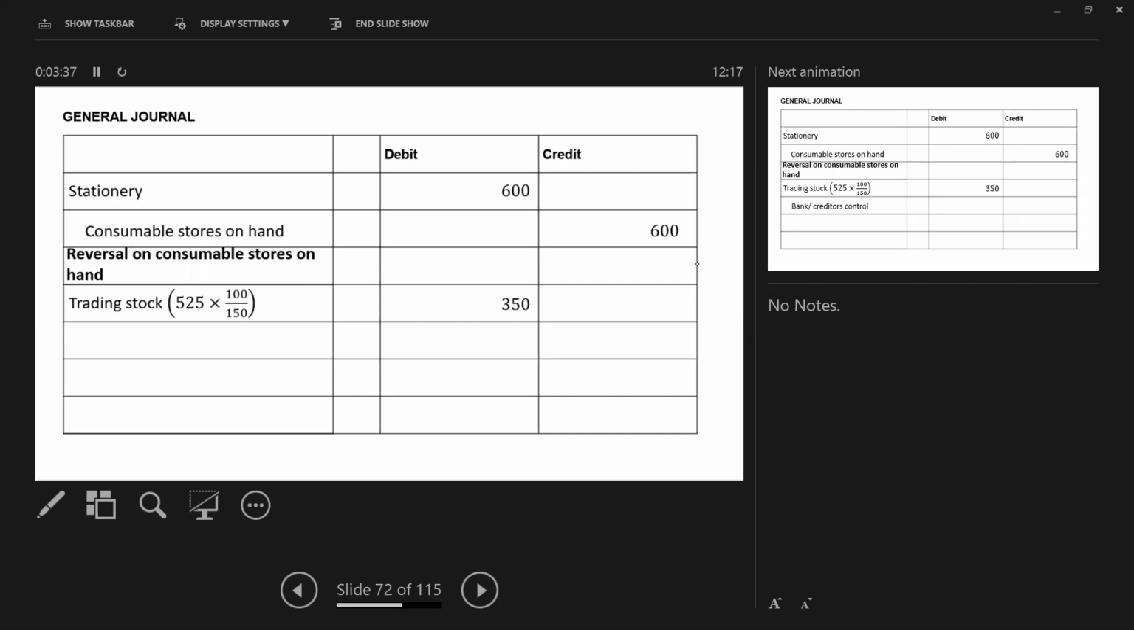We are either going to credit bank or credit creditor's control. We credit bank because money is going out, or we credit creditor's control because the liability is going up. And when a liability goes up, it goes up on the credit side. Bank is going down because it's an asset. It also goes down on the credit side. We were not told how these goods were purchased. So that's why I've put bank / creditors control.